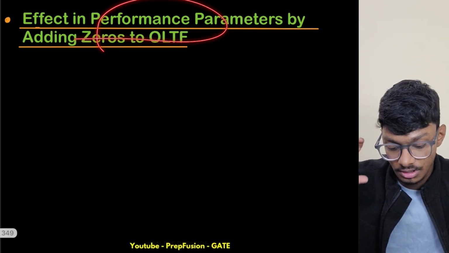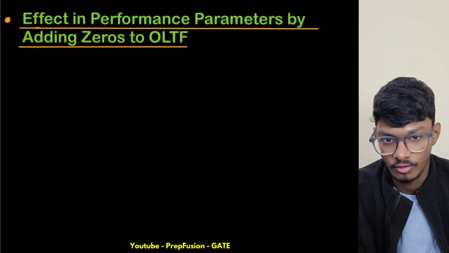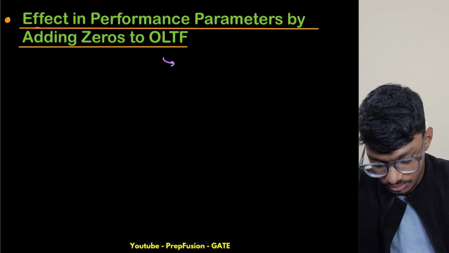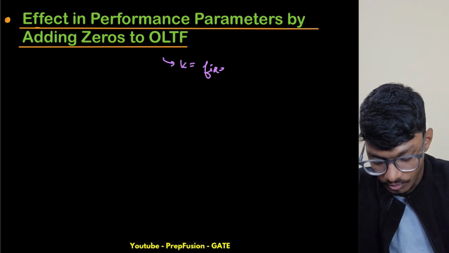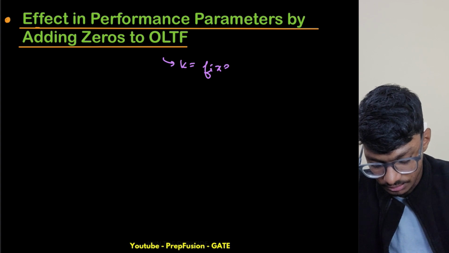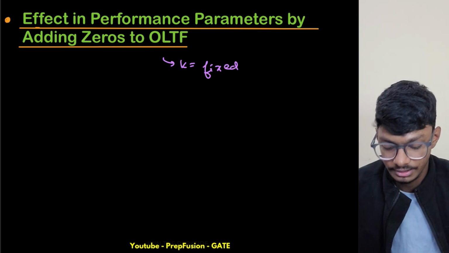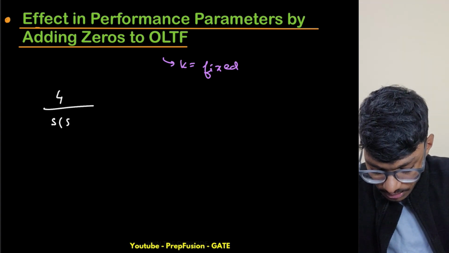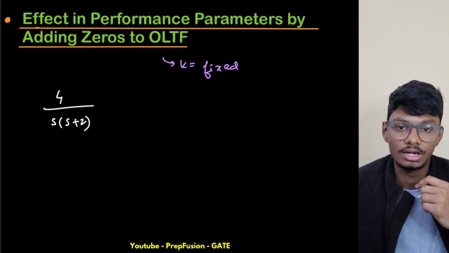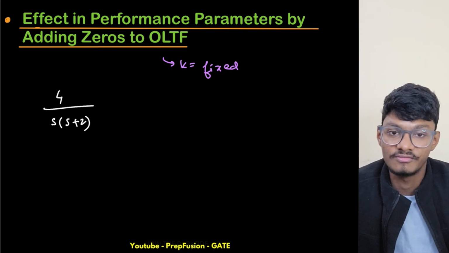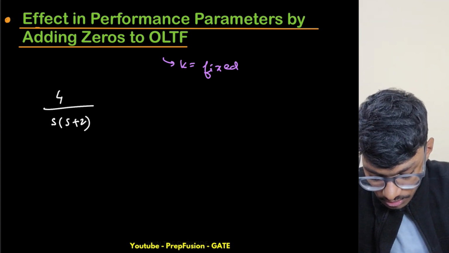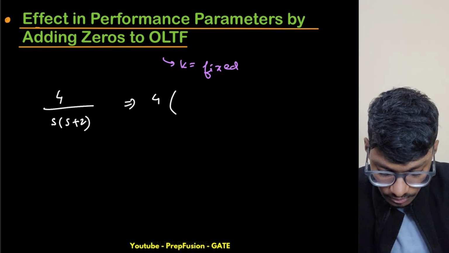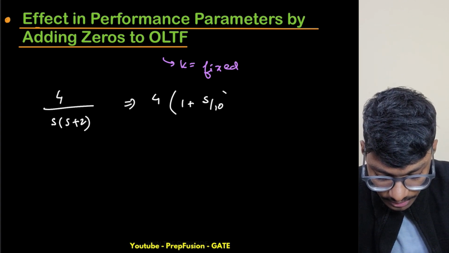Now what happens to the performance parameters? Now we have to obviously fix the value of k. So k is fixed again, else we won't be able to analyze the performance parameters. So here, initially, let's say my system was like this, 4 upon s into (s plus 2). Okay, now I add a zero much further away from the origin. So if I add a zero much further away from the origin, (1 plus s by 10).